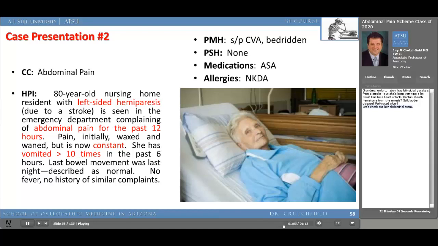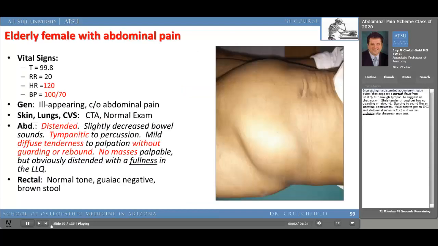The abdominal exam is distended. She's got decreased bowel sounds. She's tympanitic to percussion with some diffuse tenderness. No obvious guarding or rebound. No masses are palpable, but she's obviously distended, and she seems to have a fullness in the left lower quadrant. Normal tone, hemocult negative, and brown stool on the rectal exam.